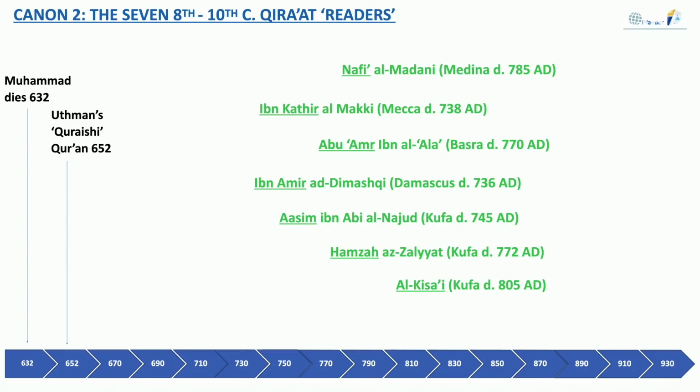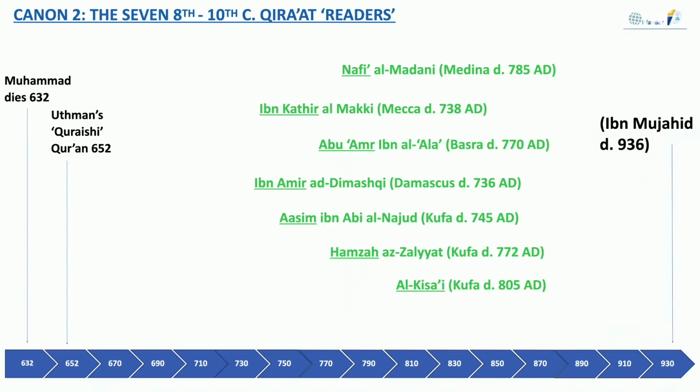So 3 from Kufa, 1 from Damascus, 2 from the Hijaz, which would be Medina and Mecca, and 1 from Basra. All right, fascinating. These are the 7 that Muslims always say existed at the time of Muhammad. No, they did not exist at the time of Muhammad. Look at their dates. 736 all the way to 805.